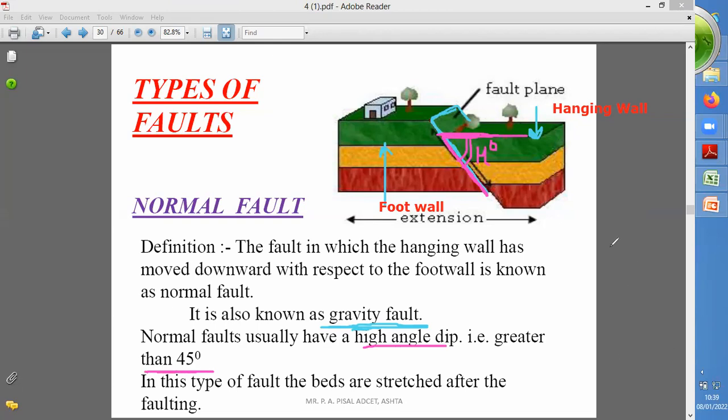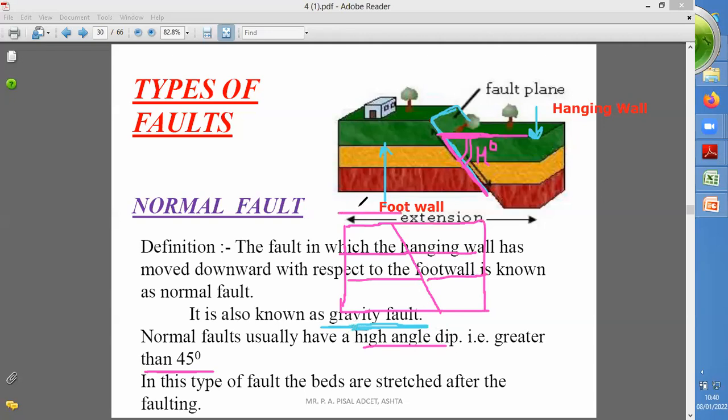Now in this type of fault, the beds are stretched after the faulting. Now what is the meaning of beds are stretched? Beds are stretched means when the faulting is there, just a minute before the faulting, this block looks like this. Just wait, I will draw it like this. Before faulting these two blocks are like this. So these are the layers present in these blocks.